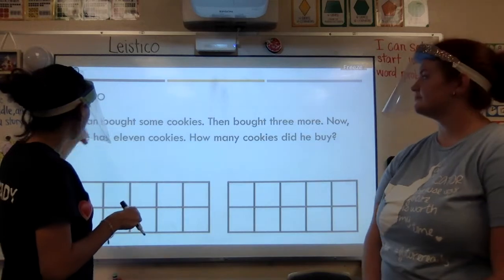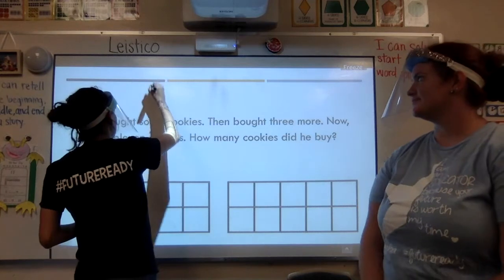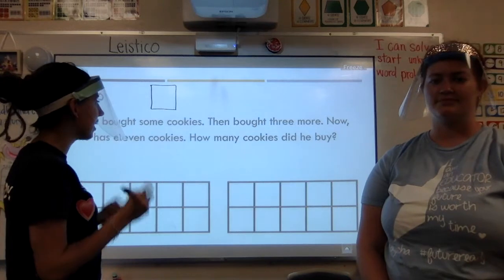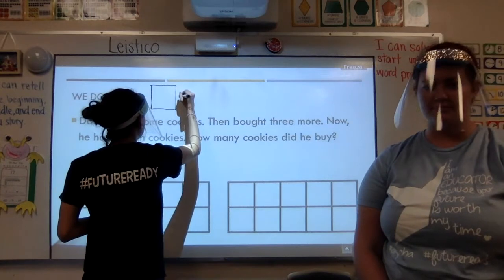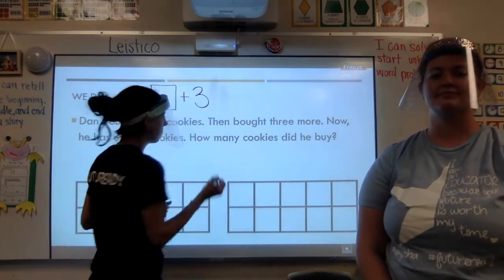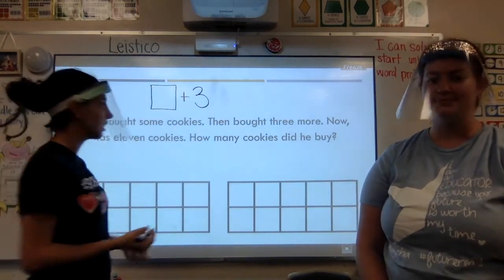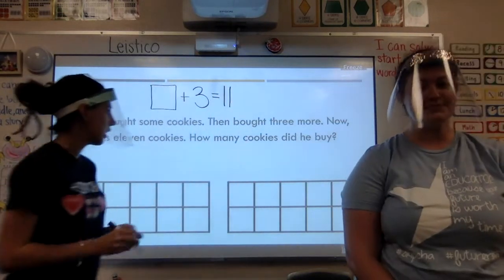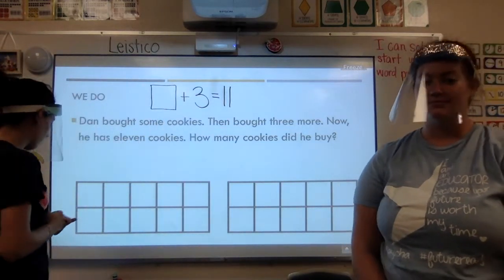I'm starting with the sum cookies that he bought, but we don't know how many sum is, so I have to put my mystery box because this is what I'm trying to solve for. And it says then he bought 3 more. Now more means that I have to add because I'm going to be getting a bigger number, and so I'm adding 3 cookies because he bought more. And it says now he has 11 cookies. So in total, he should have 11 cookies. My question is, how many cookies did he buy? So I'm looking for the start of my problem.